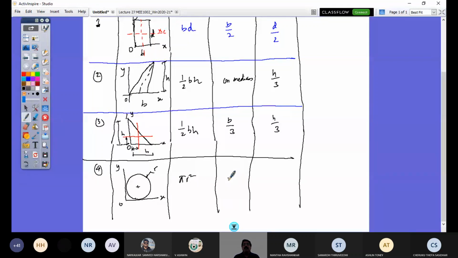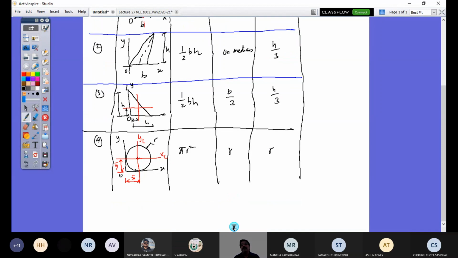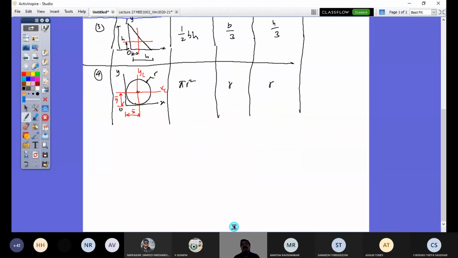And what is the x bar? X bar is the centroidal axis distance from the y axis. So this is the yc axis and this is the xc axis. This distance is x bar and this distance is y bar. That happens to be r and r in this case, right? So every section should have its centroid defined with respect to a reference axis, with respect to the origin. That's important, right? So let us extend this further.